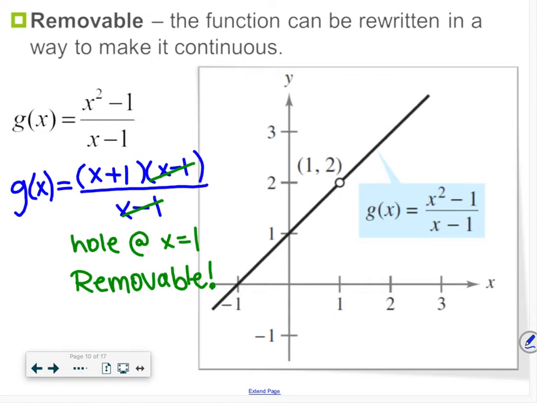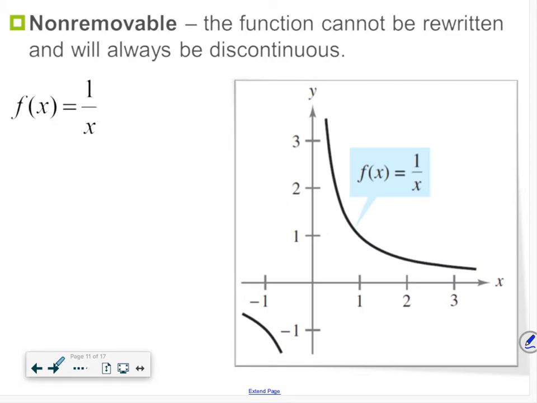Okay, does that answer your question? Yep. Okay. If I were to ask you to graph it, then you would graph x plus 1, the line with a hole at 1, but that's probably not what I'm worried about. Probably worried about the discontinuity. Okay? If you had an equation like this, f of x equals 1 over x.